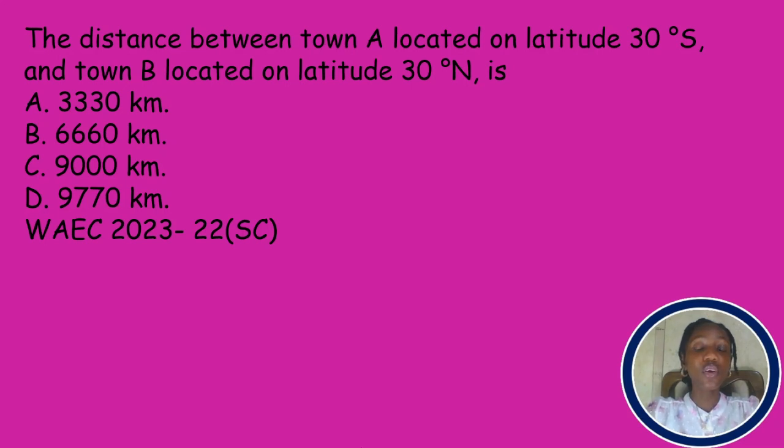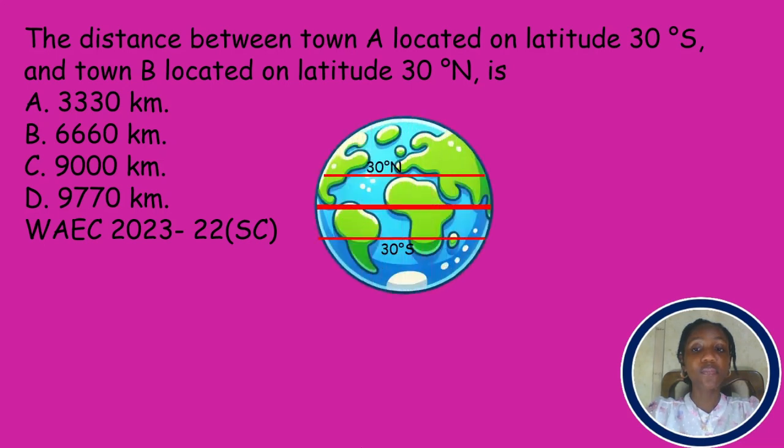The distance between town A located on latitude 30 degrees south and town B located on latitude 30 degrees north is. So now I want you to pause this video and attempt this question yourselves. I'm assuming you have your answers now. So let's solve it together.